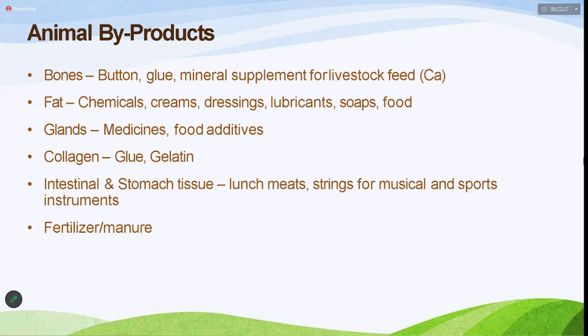Then intestinal and stomach tissues, okay, for meat as lunch meat. Then strings for musical and sport instruments come from the intestinal tissues of animals. Then fertilizer and manure, okay, from the animals we make fertilizers.